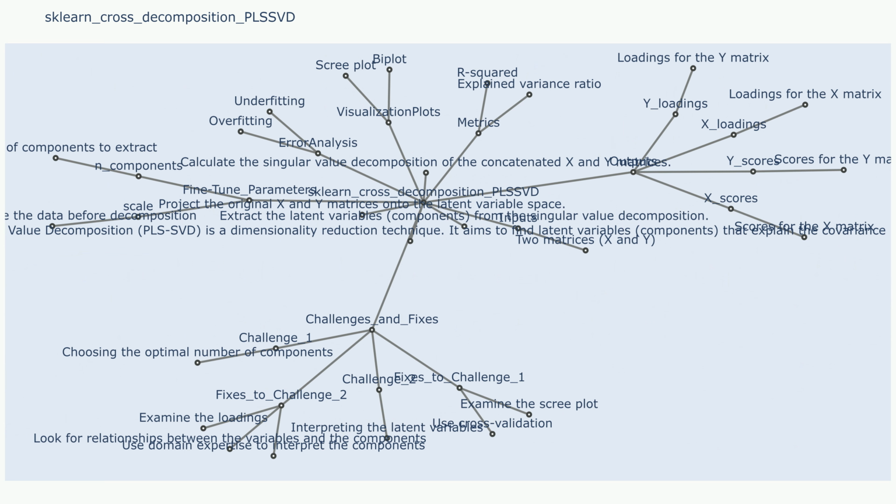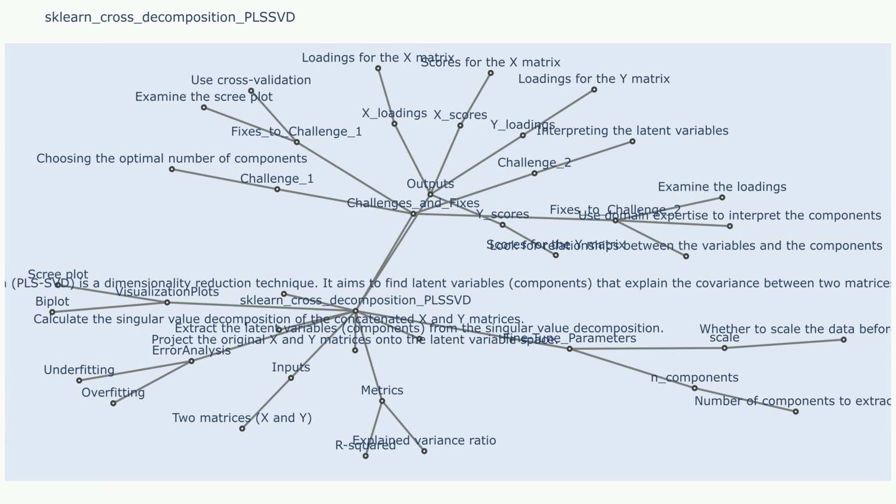Fixes to challenge 2. Perform feature selection to remove highly correlated variables. Use regularization techniques to penalize large weights for highly correlated variables. Consider using other dimensionality reduction techniques such as principal component analysis (PCA) before applying PLS-SVD.